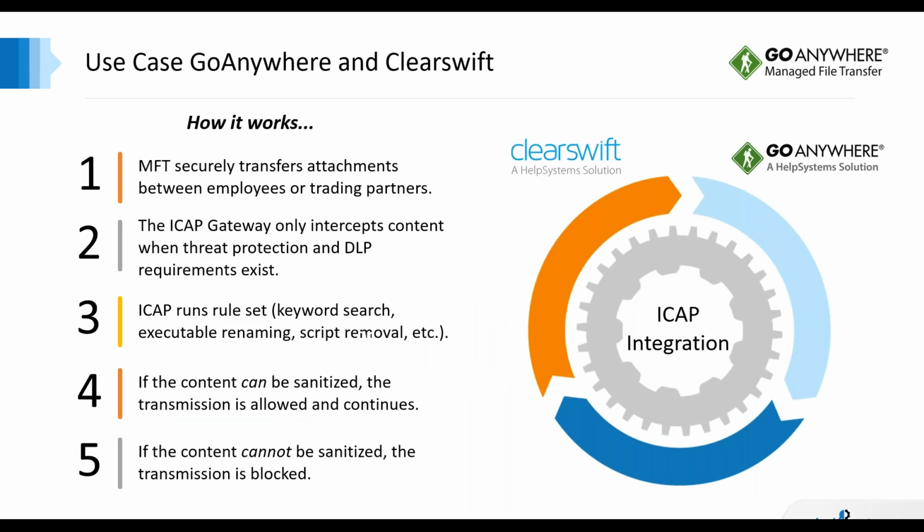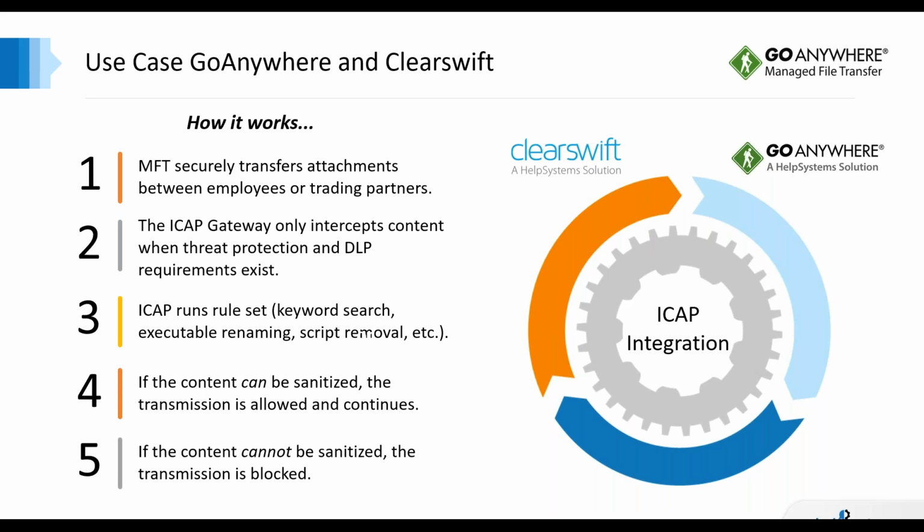So how does this all work? This is a use case by one of our joint customers that uses both GoAnywhere as well as ClearSwift. The MFT platform is for securely transferring attachments between employees and their trading partners. When that content comes through the MFT infrastructure, the ICAP gateway intercepts it when threat protection is required. We tie this into users and devices that are connected to MFT. When these requirements exist, the ClearSwift ICAP gateway takes that content and scans it for keywords, executables, media type protection, etc.